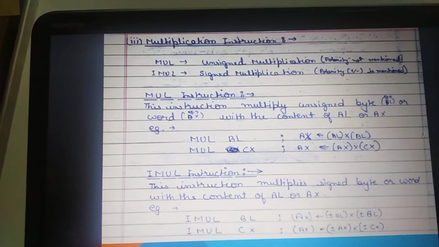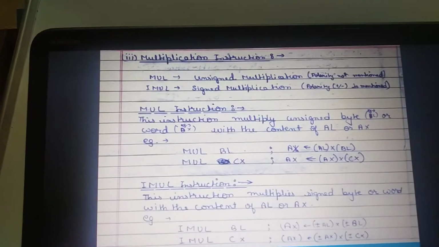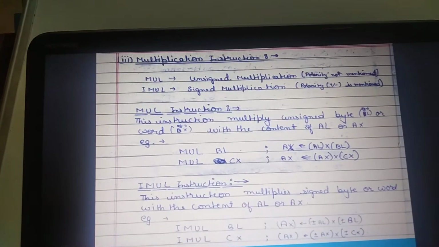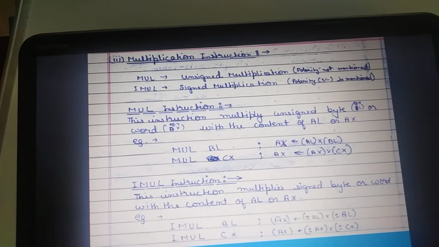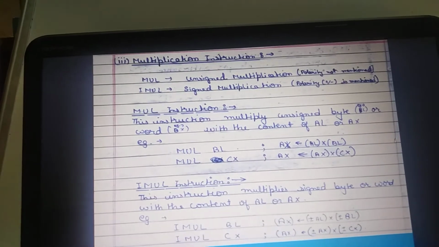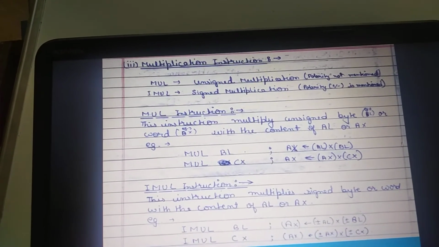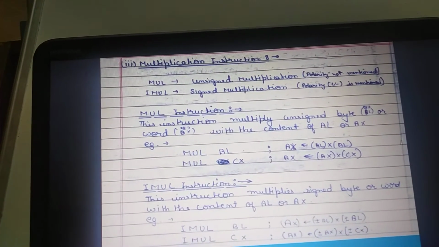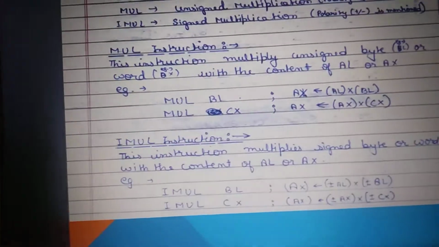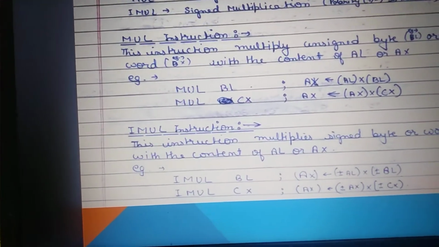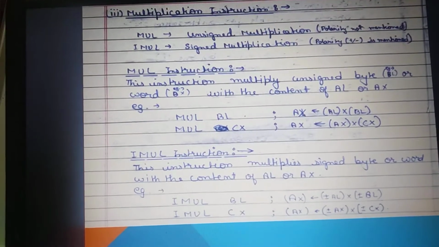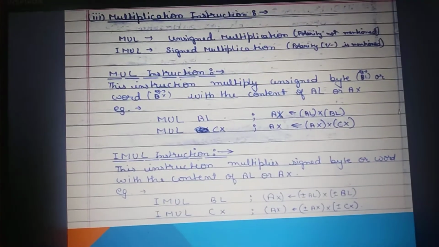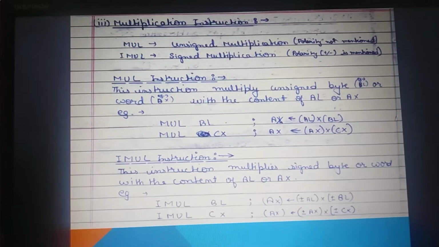IMUL instruction is quite similar to MUL instruction, but the difference is that here we have to consider the polarity of the numbers in the registers. Here also one of the operand is accumulator, so we multiply the content of given register with the content of accumulator, and the result will be stored in the accumulator. Here we have to show always the polarity of the numbers given.